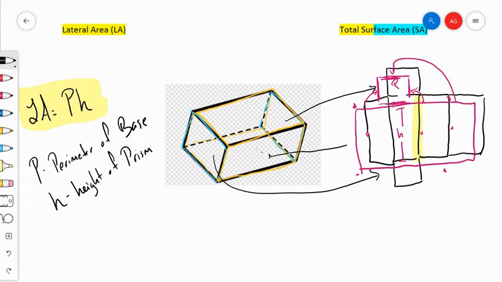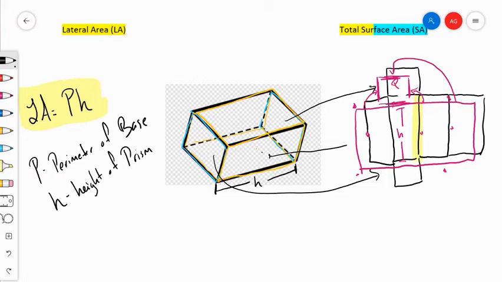If it was a parallelogram, add up all the sides. If it was a trapezoid, add up all the sides. Hexagon, any regular polygon, you just add up all the sides. And then the height of the prism is just the distance from one base to the other base.